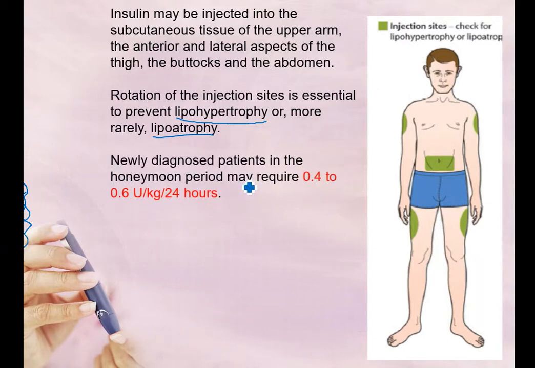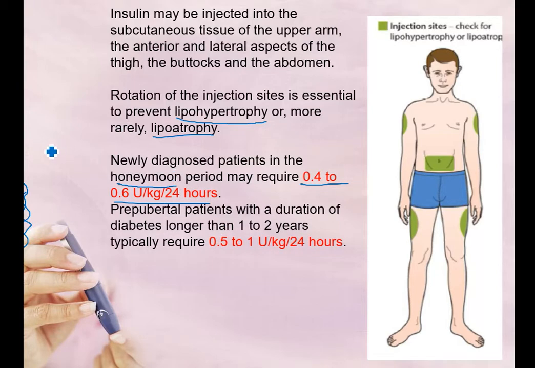Newly diagnosed patients in the honeymoon period may require 0.4 to 0.6 unit per kg per 24 hours. This is the dose of the newly diagnosed patient in the honeymoon period. A pubertal patient with a duration of diabetes longer than 1 to 2 years typically requires between 0.5 to 1 unit per kg per 24 hours.